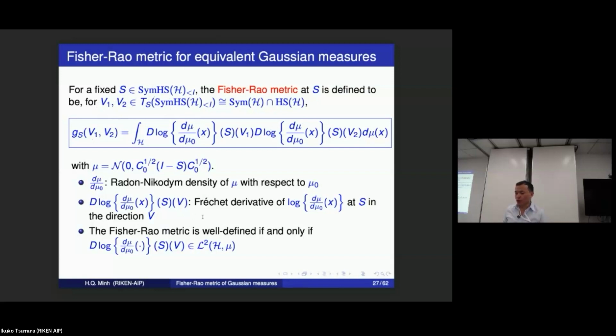Of course this expression is only well defined if, number one, it is differentiable, and number two, the Fisher derivative is in L2. Otherwise, the expression would just be infinite.